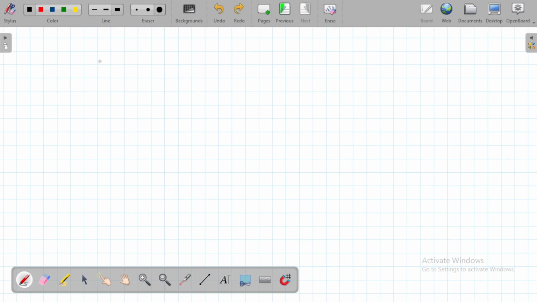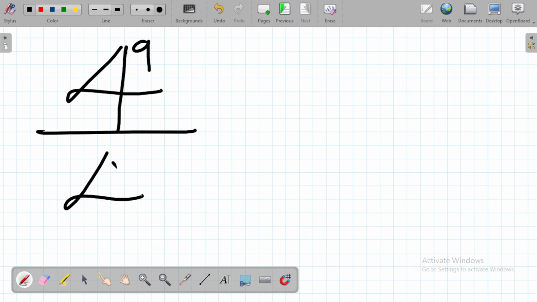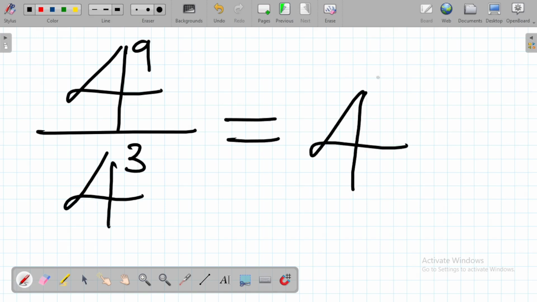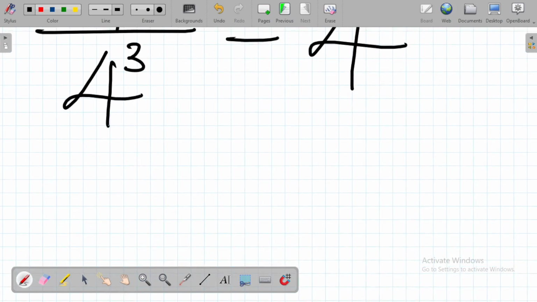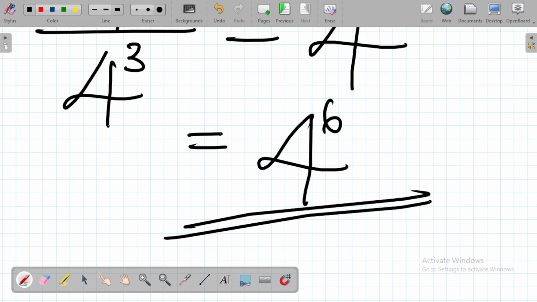Let's take another example. If we are given 4 raised to power 9 all over 4 raised to power 3, our answer becomes 4 raised to power 9 minus 3, which gives us 4 raised to power 6. Now note this, for you to apply all these laws, the base has to be the same.